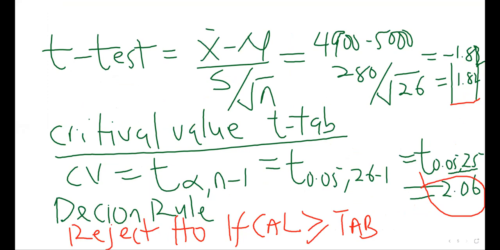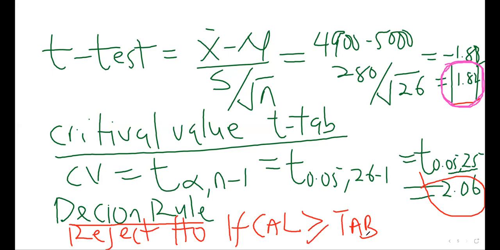Someone says I should go over the decision rule. So the decision rule says that you are always going to reject the null hypothesis if and only if the calculated is bigger than or equal to the tabulated. Now the calculated is this value here, 1.82. We have done that already. It is 1.82.